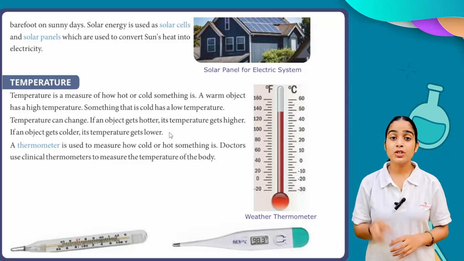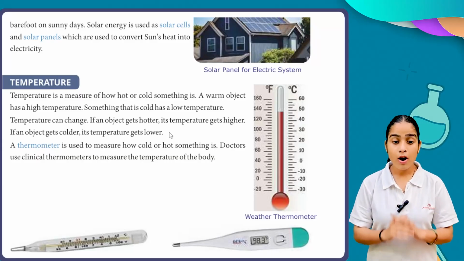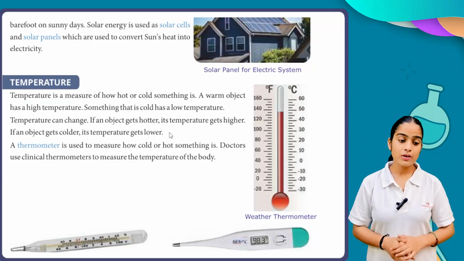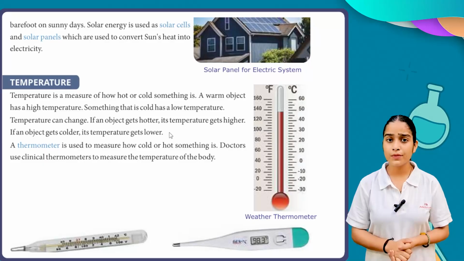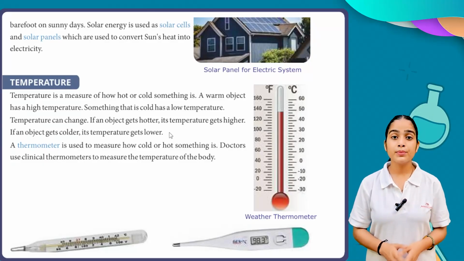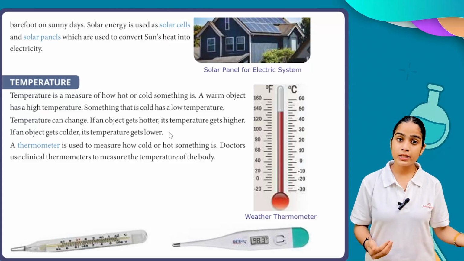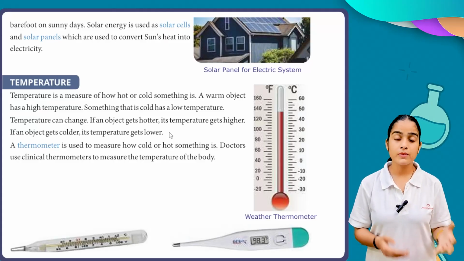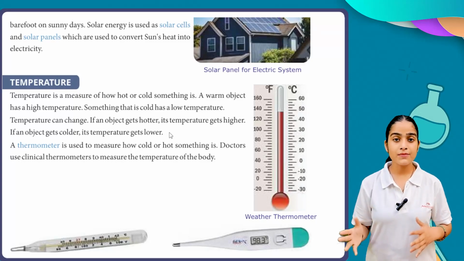And to measure temperature, we use a thermometer. A thermometer is used to measure how cold or hot something is. Doctors use clinical thermometers to measure the temperature of the body. So what we observe here is that we need a clinical thermometer to measure the temperature of our body, and to measure different things, we have different kinds of thermometers. With the help of that, we can measure the temperature of anything, and we can classify which is cold and which is hot.